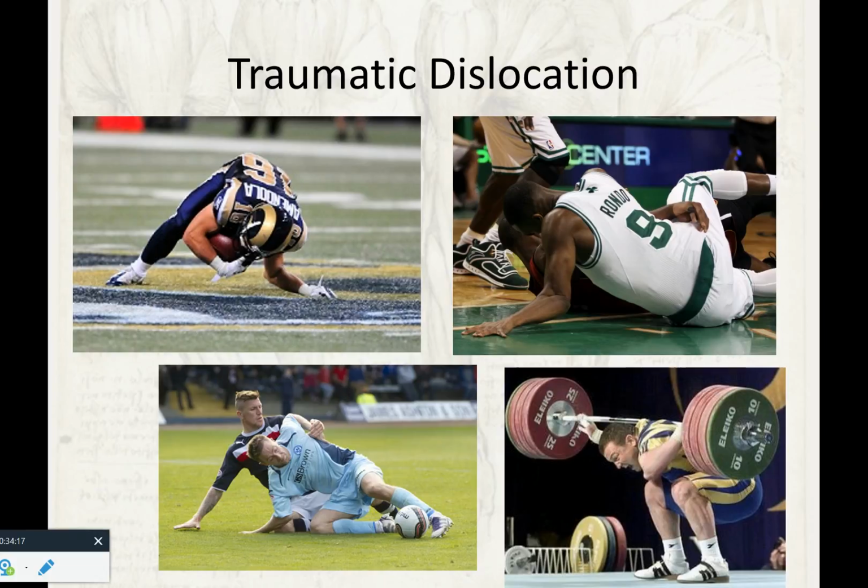And then what do we say about the picture on the right? I mean, that's like 400 pounds. This guy was probably trying to clean and jerk or snatch, and the elbow just gave out on him. There's no stability, and this could also be a UCL injury, but traumatic dislocation is the key.